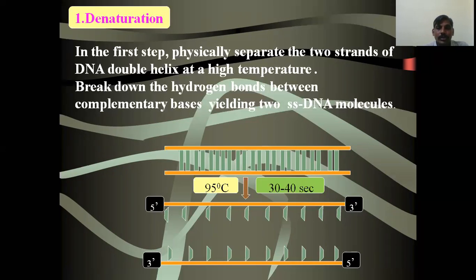This is the template DNA collected from the sample. This tiny DNA molecule, in double-stranded form, will be converted into single-stranded DNA molecules. The temperature required is 95 degrees Celsius for 30 to 40 seconds, and the denaturation process is complete.